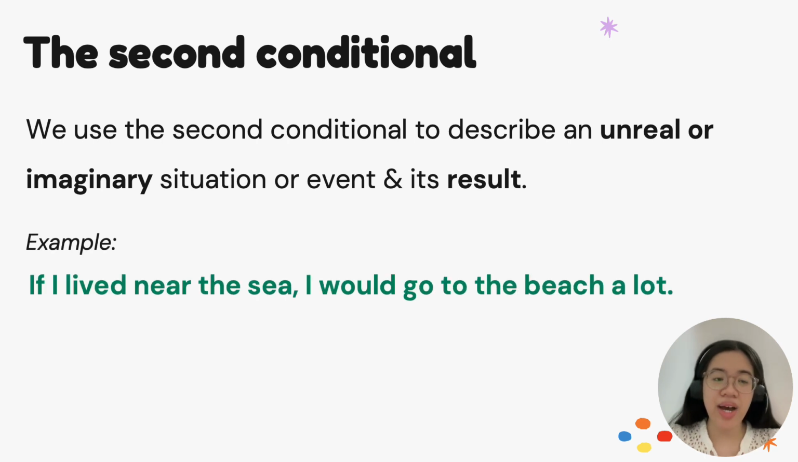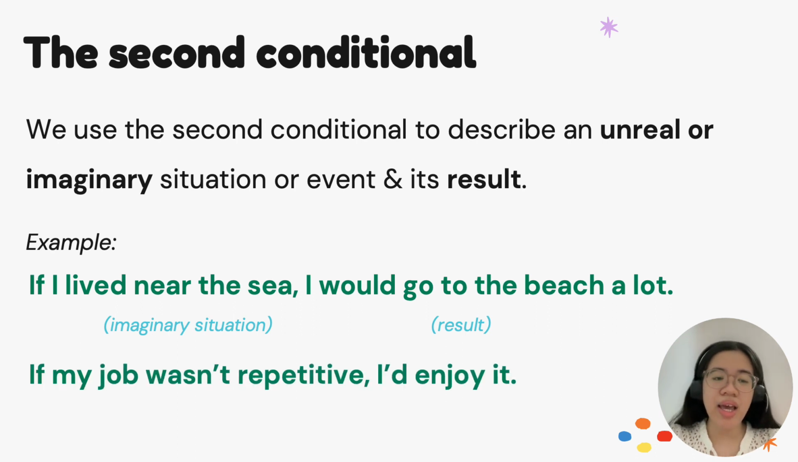For example, if I lived near the sea, I would go to the beach a lot. So the imaginary situation is if I lived near the sea. The result is I would go to the beach a lot. I have another sentence. If my job wasn't repetitive, I would enjoy it. So the imaginary situation is if my job wasn't repetitive, and the result is I would enjoy it.